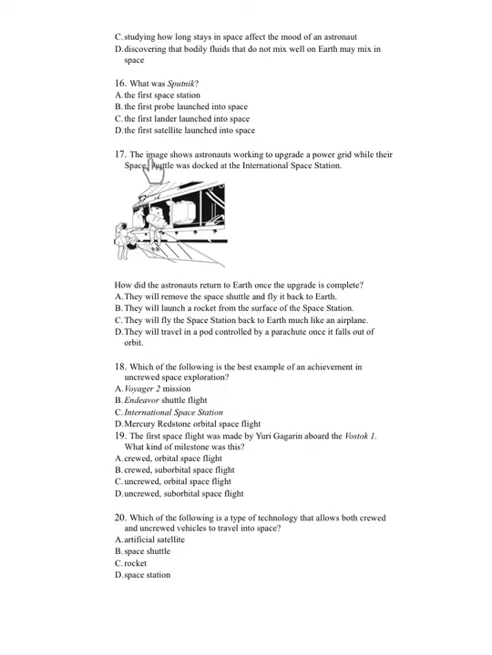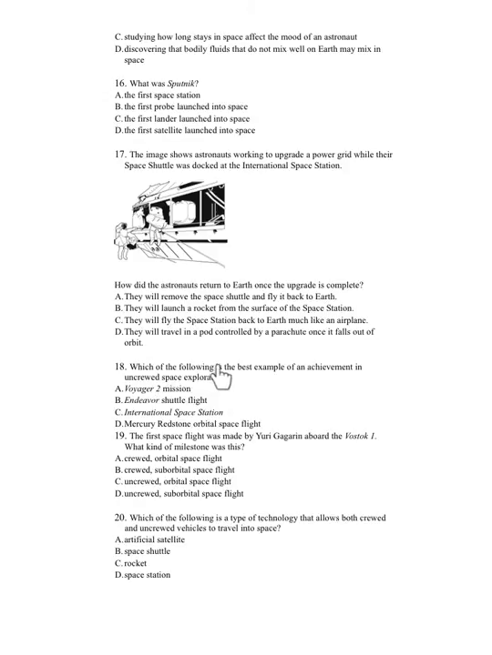Number 17, the image shows astronauts working to upgrade a power grid while their space shuttle was docked at the International Space Station. How did the astronauts return to Earth once the upgrade is complete? A, they will remove the space shuttle and fly it back to Earth. B, they will launch a rocket from the surface of the space station. C, they will fly the space station back to Earth, much like an airplane. D, they will travel in a pod controlled by a parachute once it falls out of orbit.